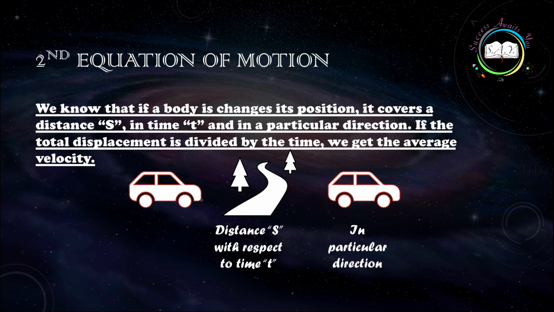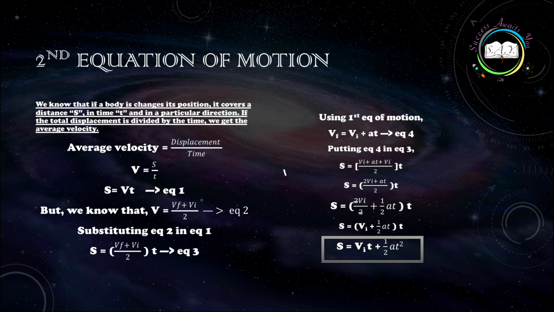Now put equation 4 in equation 3. That is, the equation becomes s equals vi plus at plus vi upon 2 multiplied by t. Add both vi. The equation becomes s equals 2vi plus at upon 2 multiplied by t. Now break the LCM, and then the equation becomes s equals 2vi upon 2 plus half at multiplied by t. The 2 will be cancelled since there is one multiplying and the other one is dividing.